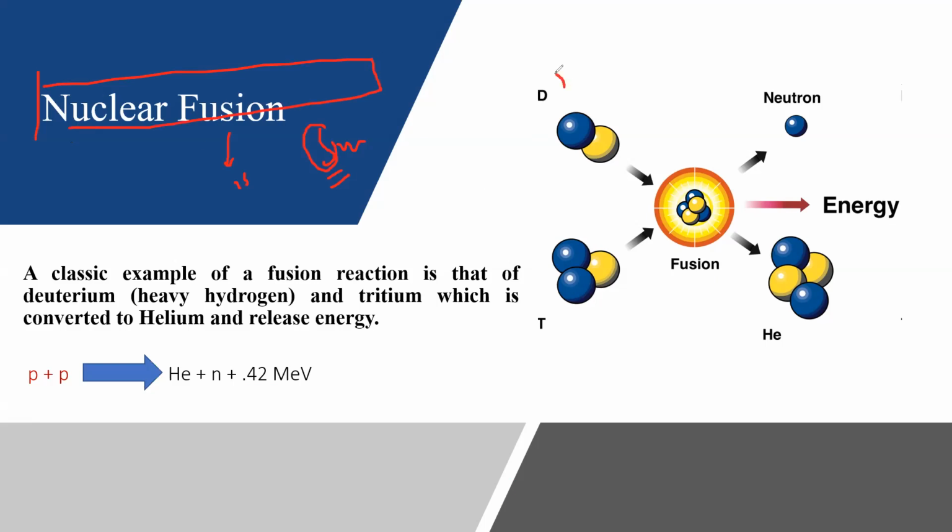Now here deuterium and tritium combine with each other in nuclear fusion and are converted into helium, along with some amount of energy and a neutron. This is the way we can combine the two nuclei, deuterium and tritium, and make one parent nucleus, that is helium. So this is the example of nuclear fusion.